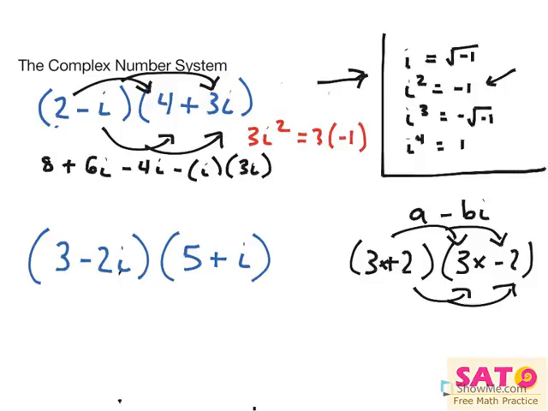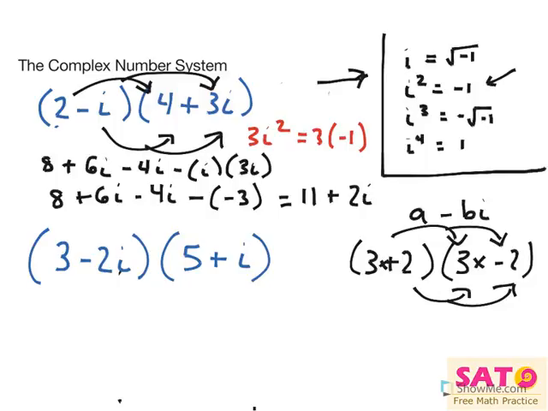So let's rewrite this now. 8 plus 6i minus 4i minus 3. So this is just plus 3. And now the final answer we have is 8 plus 3 is 11 plus 6i minus 4i plus 2i.